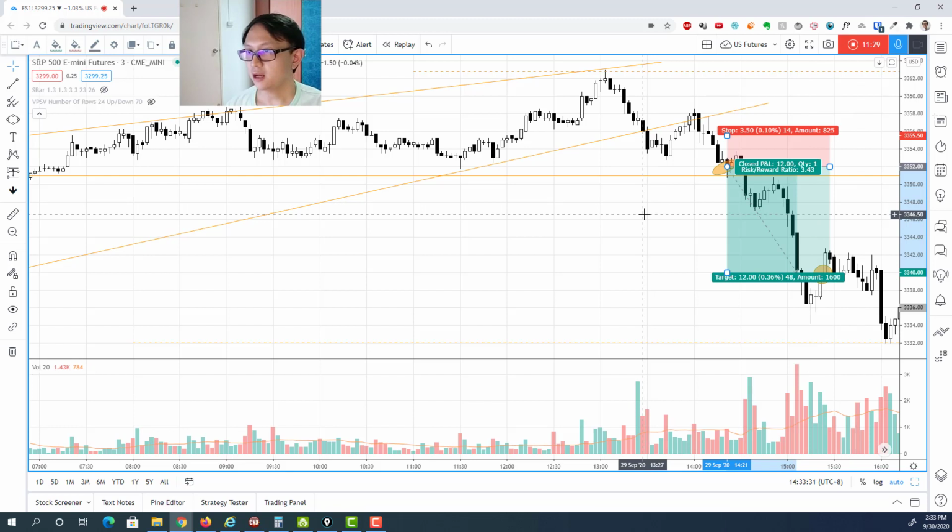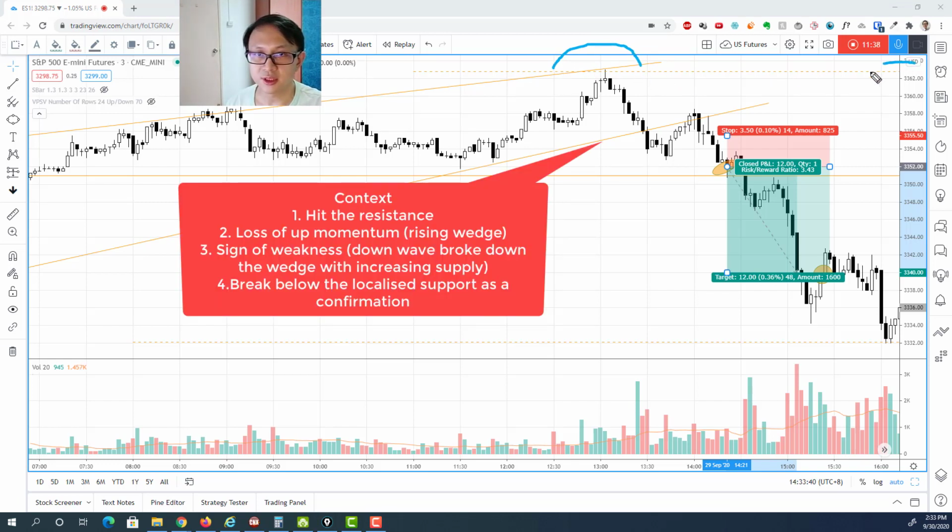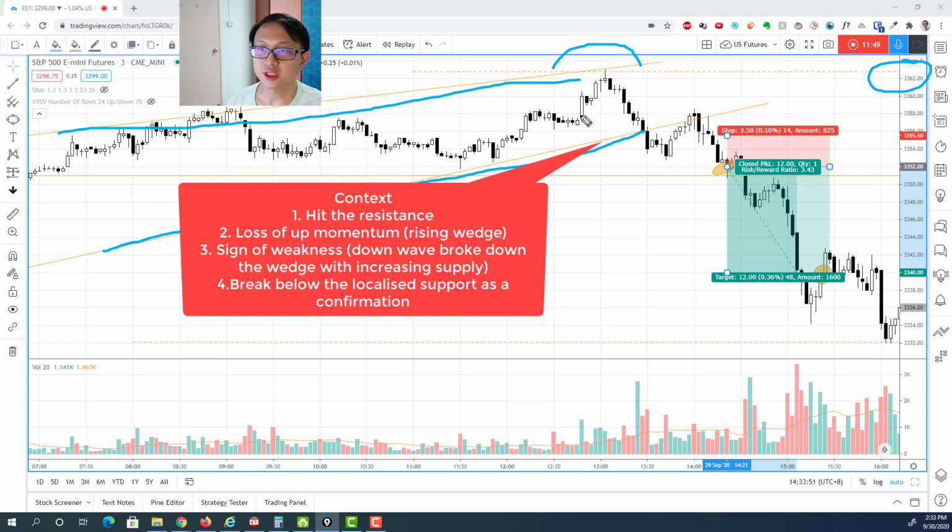Alright, so this is how I actually trade the rising wedge pattern. So I'll just do a recap. First of all, it just bumped into the resistance level at 3360. That's on the hourly time frame. Subsequently, we're forming a rising wedge pattern. There's the shortening of the thrust, so that suggests that the up momentum is fading. So we just hit the resistance level and we're losing the up momentum. Subsequently, we have this down wave to break out of this rising wedge pattern, followed by a weak rally up, and eventually have this kind of breakout.